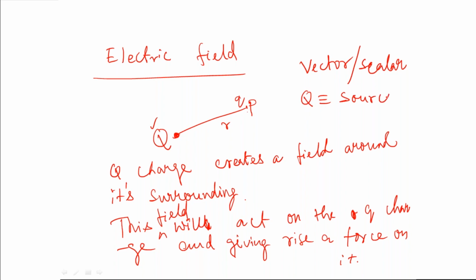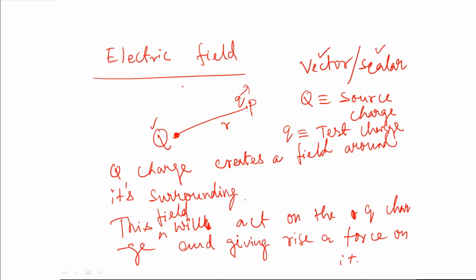The field is created by capital Q charge, so this is called the source charge. The charge which is creating a field is called the source charge. And the effect of this field is experienced by this small q charge. That's why this is called the test charge. That means we are testing the presence of the field by the small q charge as it is experiencing a force. That's why it is called the test charge.